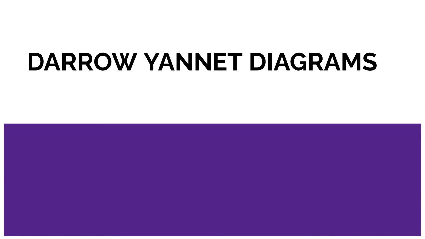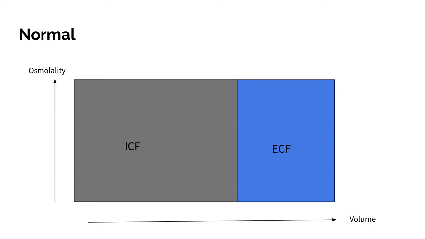In today's video, we'll be discussing our Darrow-Yannet diagrams and we'll go through some cases. So let's start with what the normal looks like. And this is the normal diagram. We have our ECF or extracellular fluid on the right. We have our intracellular fluid or ICF on the left. Our y-axis is osmolality. Our x-axis is volume.